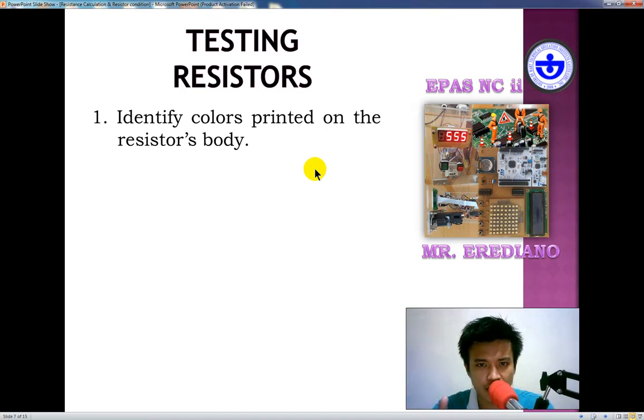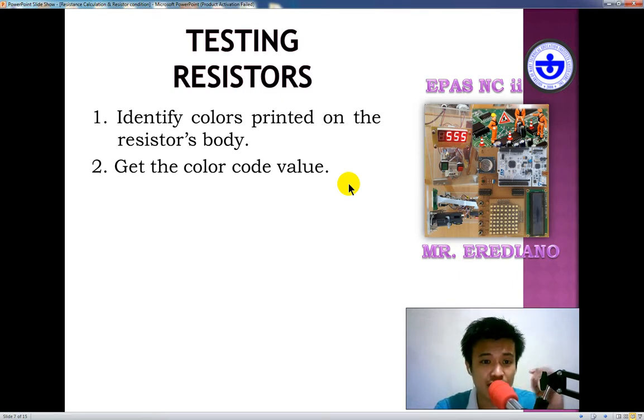Identify the color, so either it is blue, or it is red. So again, the first task is just to identify the color. Very simple. Next one is get the color code value. After getting the color, you need to know how to compute the resistance value of this resistor using the color code. So that is the color coding system. You must be able to identify the value based on those colors printed on its body.